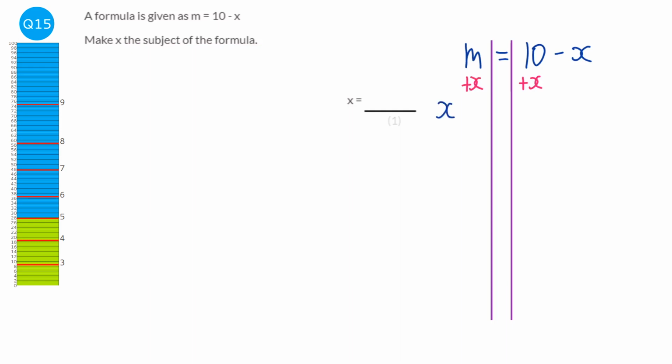So we've got x plus m equals 10. Then we want to get rid of anything on the left hand side that's not this x. So we want to get rid of this plus m. So we're going to do that by subtracting m both sides. So we've got x equals 10 minus m. So our answer is 10 minus m. X equals 10 minus m.